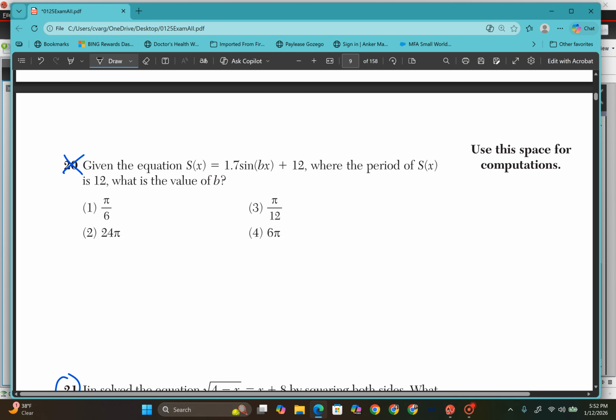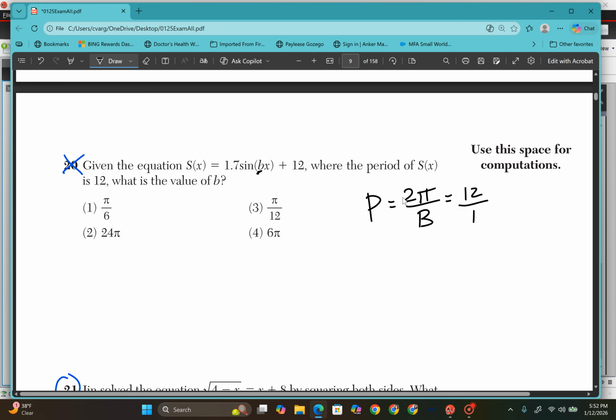This next question right here. Can I just do this real quick? We went through this last time. 2 pi over b. Okay. So they're asking us, what is the value of b? So we do know the period. They're telling us that the period is 12. So I'm going to set this equal to 12. If there's no number on the bottom, there's an imaginary 1.